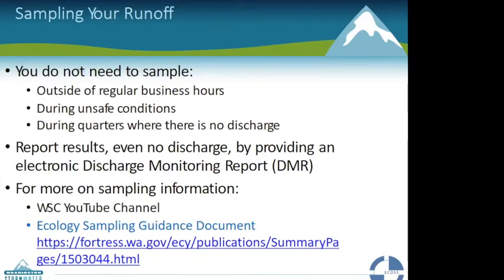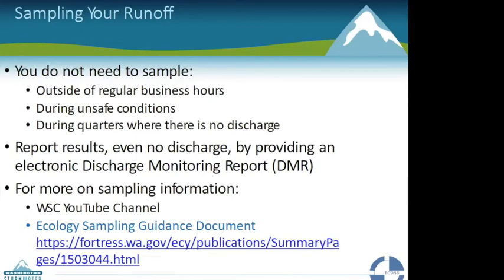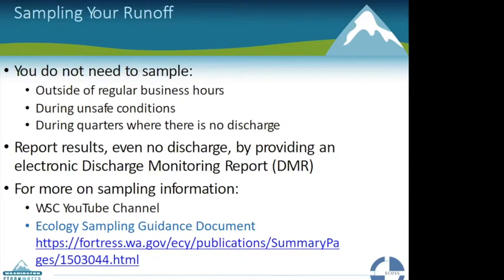But here's another caveat, is that you have to report your results, even the no discharge, by providing an electronic discharge monitoring report, which we'll also talk about a little later. But just remember that even if you don't have a discharge, you need to mark on your DMR, no discharge. And make sure that you're honest about that, because there are all kinds of ways that people can get access to precipitation data for your area. And if they think that there was a discharge, they may show up at your door.